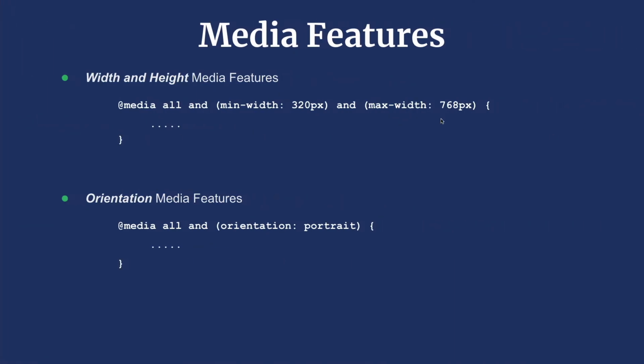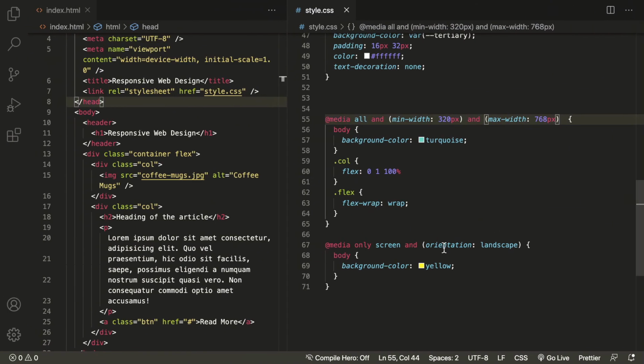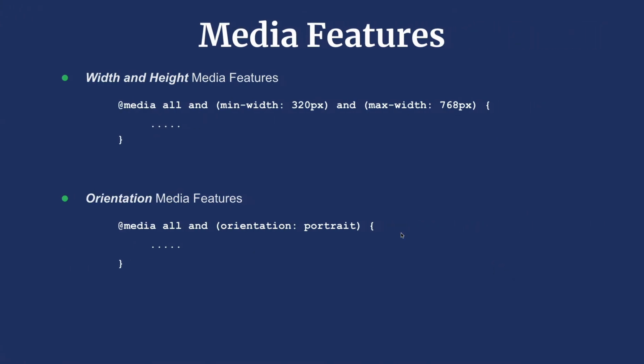Next we have orientation media features. We have also seen this media feature, orientation. That means whenever our mobile or our device is in landscape mode or portrait mode, we can apply styles for that particular mode. So this time here we have applied the orientation media feature for the landscape mode. After this we have other media features, like, let's see what we have next.